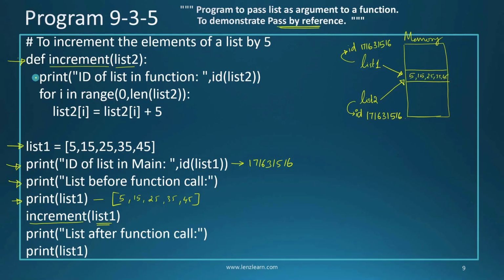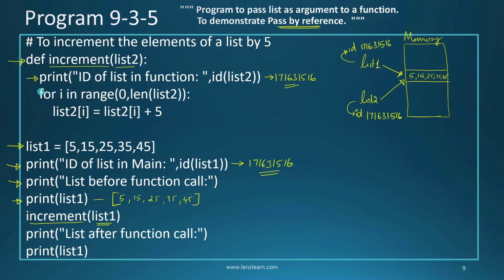Now inside the function I am printing the ID of list 2. Here the output will be 171631516, the same as list 1. This is just a number that I am writing here. When you run the program, this number will be different, but what I am trying to say is that whatever the number for list 1 and list 2, it will be the same.